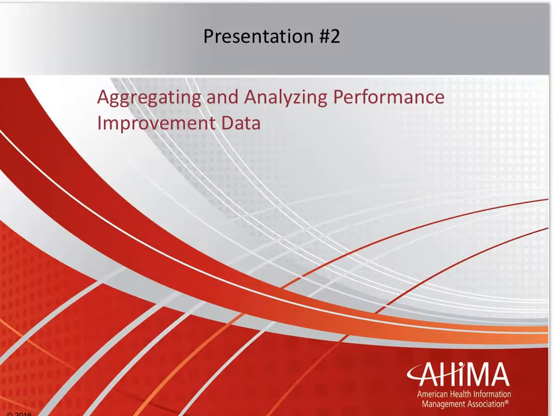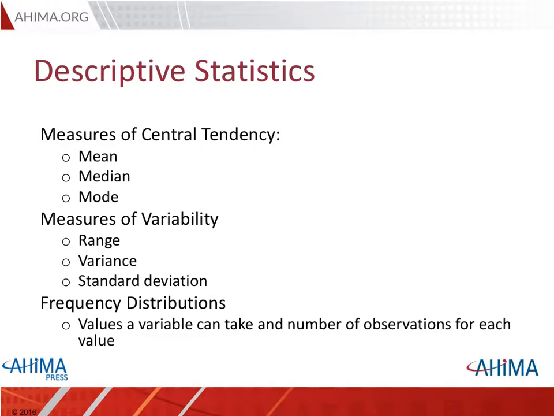Now that you have learned about different types of data and ways in which it may be collected, we will continue our discussion and focus on analyzing our data. Descriptive statistics are the most commonly used type of statistics encountered by health information technicians. We will talk about measures of central tendency and measures of variability. Measures of central tendency and measures of variability are used to describe frequency distributions.